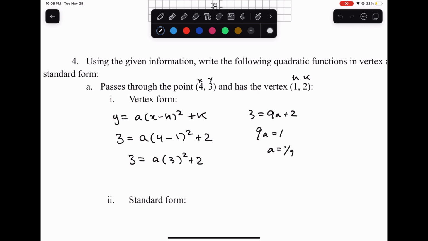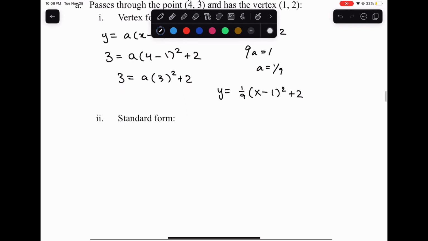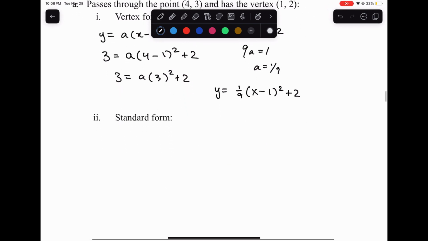So if we put that all into the function, we can find a, the a that's in the vertex form. And we find that a is equal to 1/9. And then we can rewrite our vertex form equation knowing what a is.